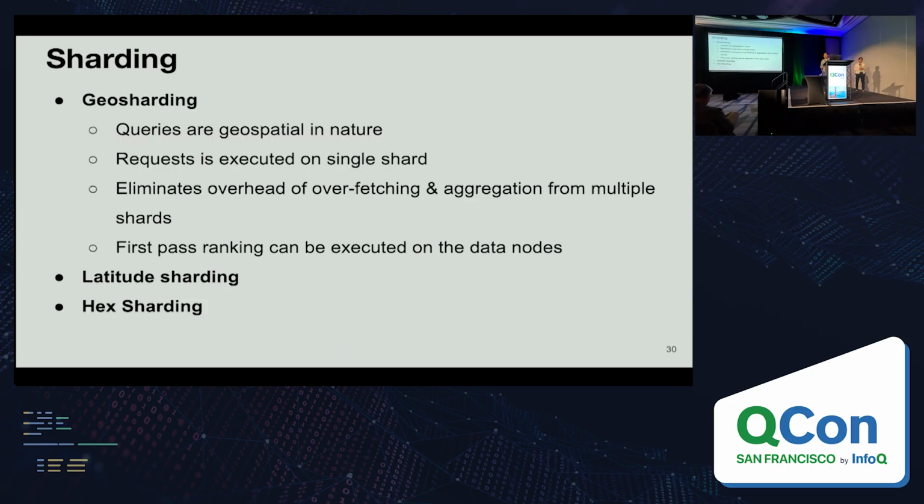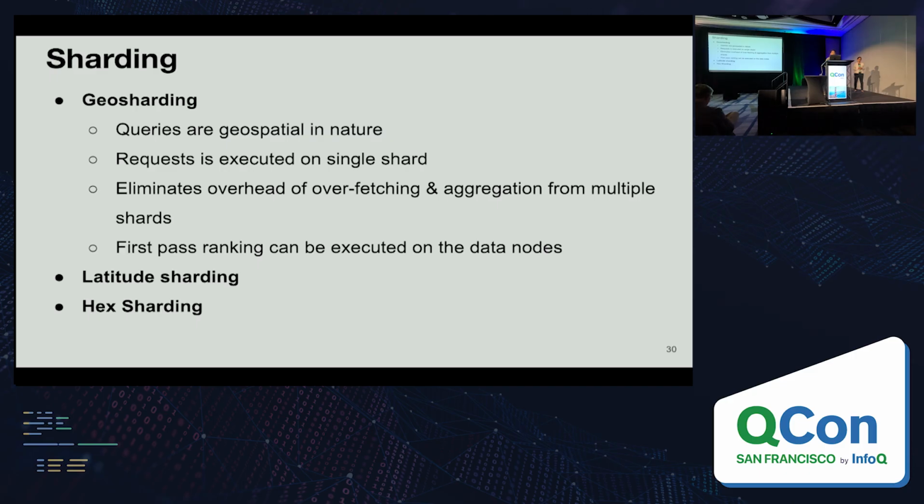Next, I will talk about the sharding techniques that we use. As we have been talking about earlier, most of our queries are geospatial in nature. We are looking for: find me restaurants for given coordinates, or find me grocery stores for given coordinates. So we use geosharding to make these queries more efficient. The main advantage of geosharding is that we can locate all the data for a given location in a single shard, so that the queries are executed in a single shard, right?